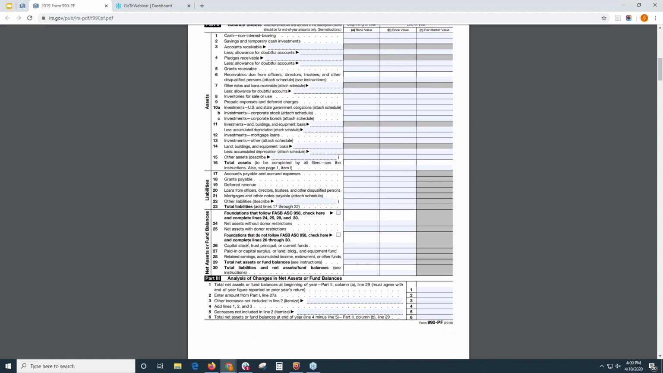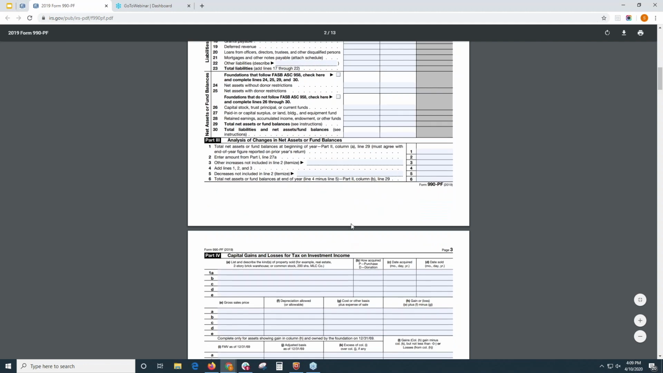And then we have the net assets and fund balances section. Net assets from donor restrictions, capital stock, and retained earnings are some examples of what is reported in this section. The total net assets or fund balances, as well as total liabilities and net assets or fund balances, will also be reported here if your organization follows ASC 985.